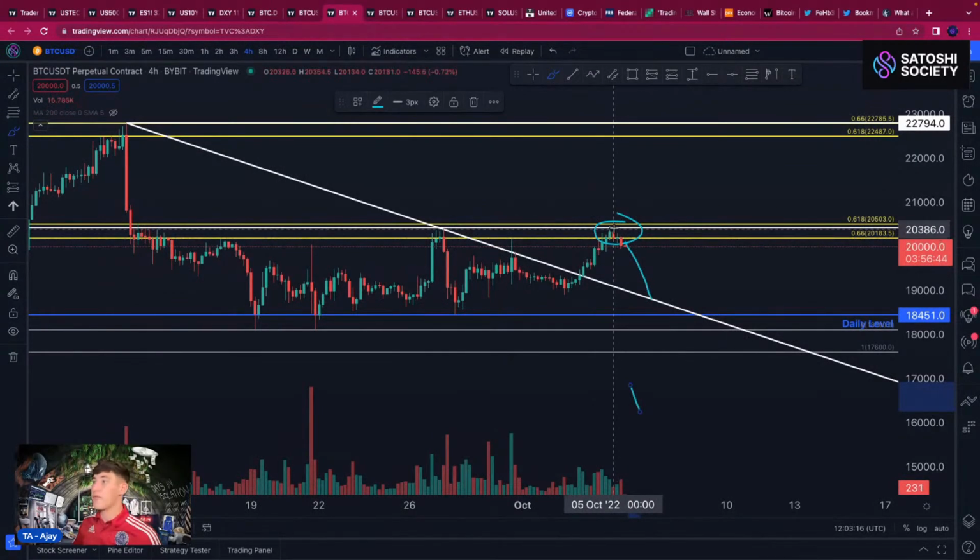So the likelihood of it is that we are going to see the price pull back if we can't get any volume. It means that the bulls have run out of steam, and the bears are going to take over and they're going to push that price down.